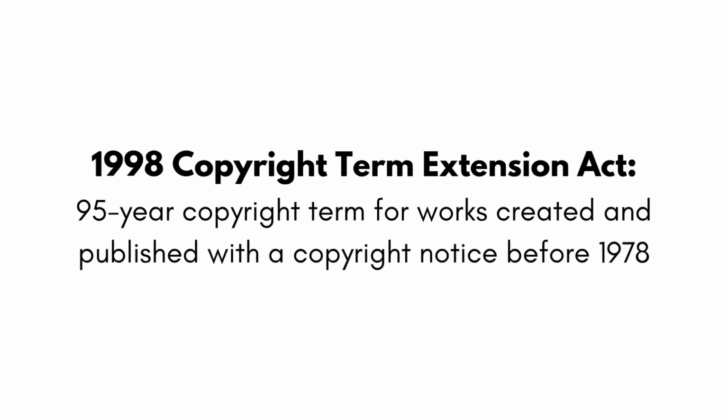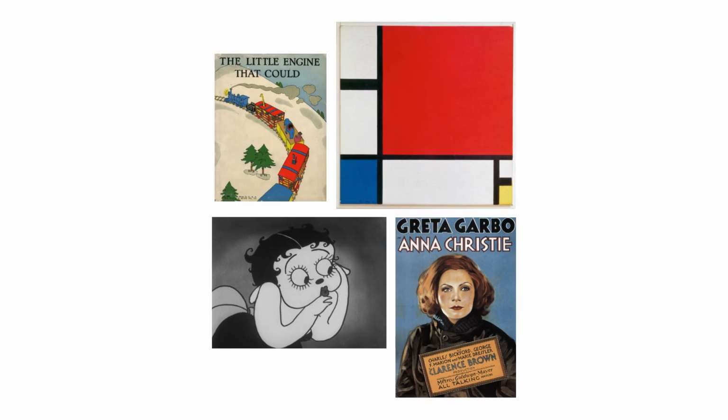Copyright law has changed a great deal over the years, so the works entering the public domain now were under different copyright terms than the works being created today. The 1998 Copyright Term Extension Act established a 95-year copyright term for works created and published with a copyright notice before 1978. These terms expire January 1st following the 95th year. For example, this means that on January 1st, 2026, works from 1930 entered the public domain.